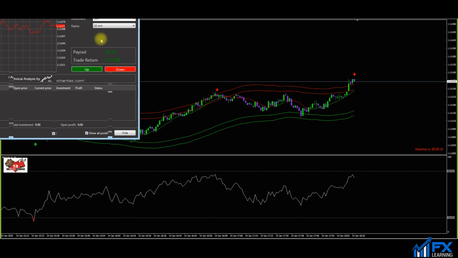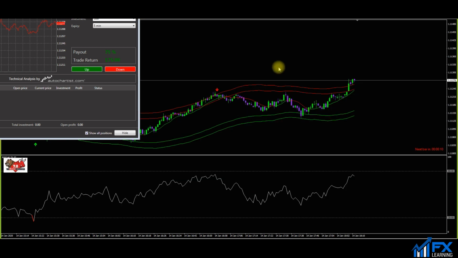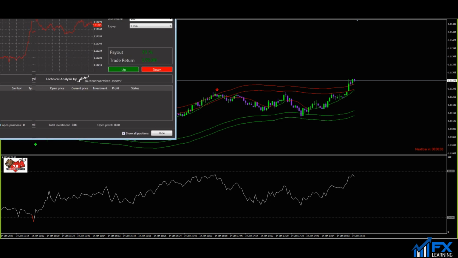EURUSD. Okay, and I'm just going to sit and be patient. Okay, I'm just going to sit and wait, and hopefully, you see it's flicking around. It does want to give me a signal. So we'll see what happens. If it does, I'll go for a quick one.